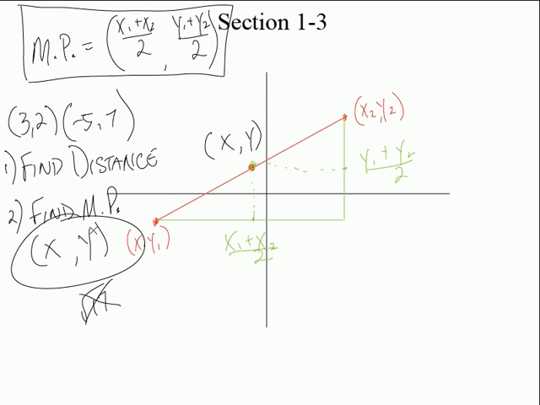So keep that in your mind. Write a little note to yourself in your notes. Say a midpoint has to be an ordered pair. A distance is just a number. All right, so that you remember.